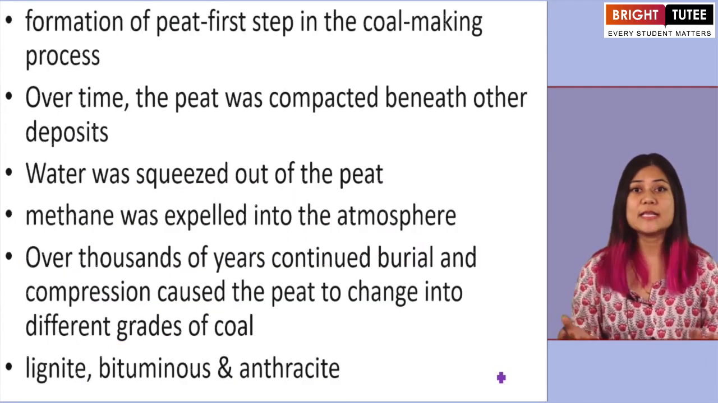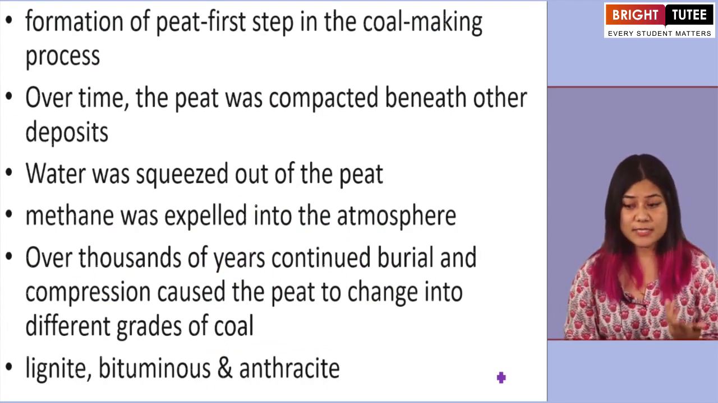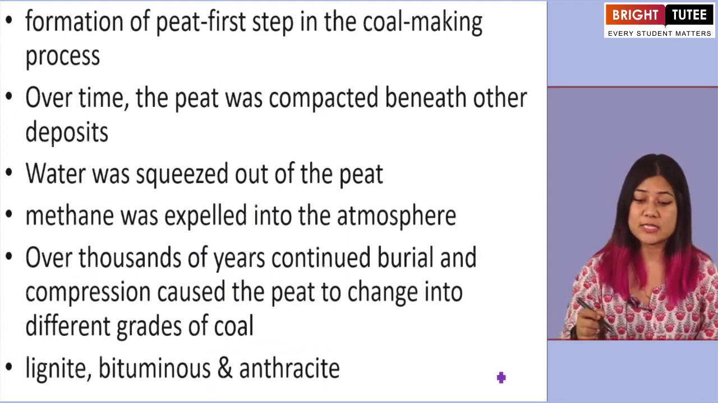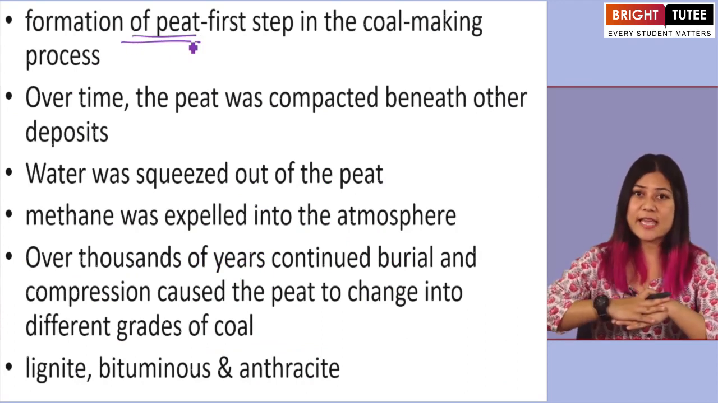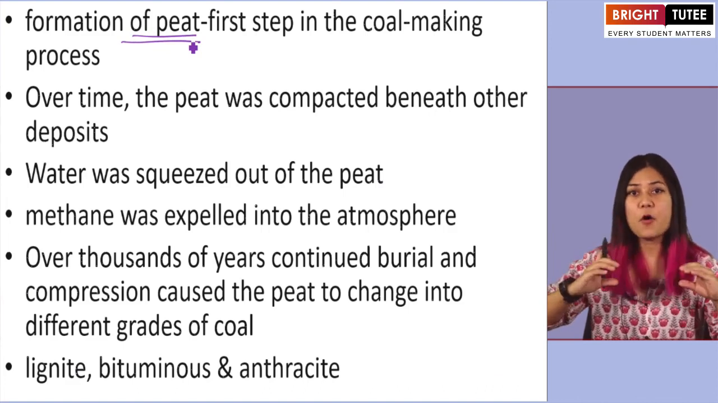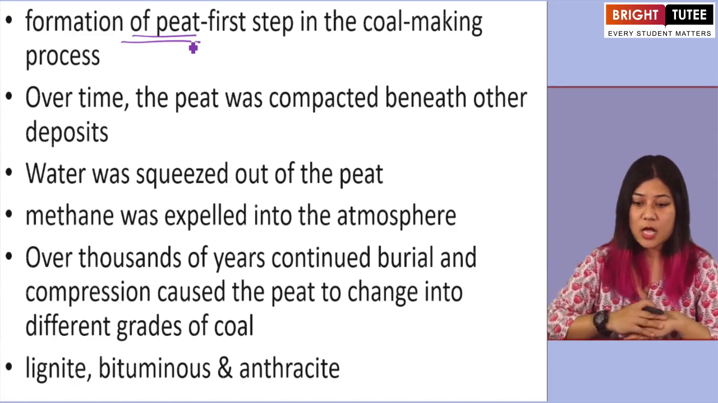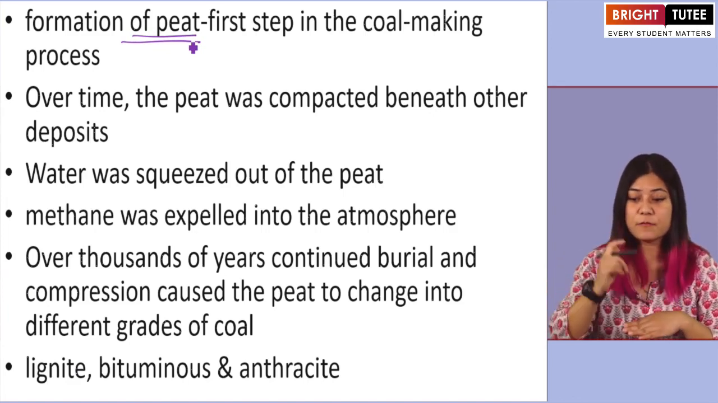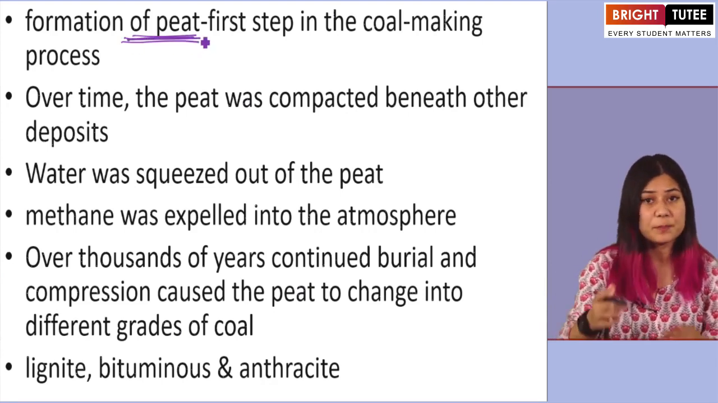Now, how is the coal formed? The first step in the coal making process is that it forms as peat. The decaying materials get compressed, and then it forms like a sheet. All the sheet gets compressed. Alright, so that is called peat. So the first step in the coal making process is the formation of the peat.